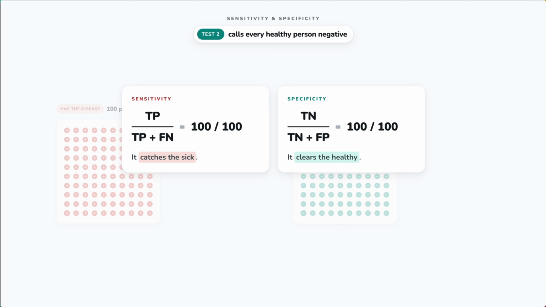A 100% sensitive test will catch 100 out of 100 diseased people, an 80% sensitive test will catch 80 out of 100 diseased people, and a 50% sensitive test will catch 50 out of 100 diseased people in box 1. A 100% specific test would catch 100 out of 100 healthy people, meaning the test would be negative in these 100 people in box 2. An 80% specific test will be negative in 80 of those 100 people in box 2, and a 50% specific test would be negative in 50 out of 100 people in box 2.